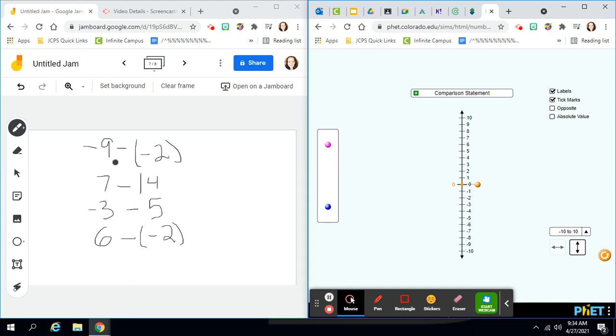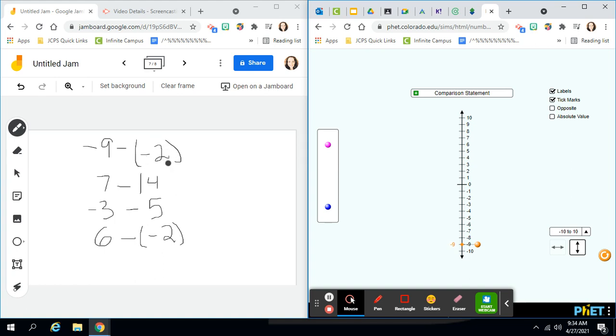And to show this on a number line, I'm simply going to think about -9. So that would be like putting 9 sandbags onto my hot air balloon. So if we're starting at 0, that's going to weigh my balloon down all the way to -9, right? And now we're taking away. So we have to remember what that means. Subtraction is taking away, not adding. So now we're going to take away 2 negatives or 2 sandbags, right?